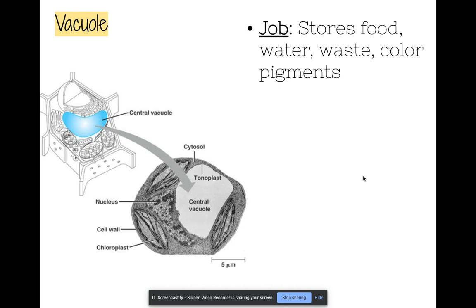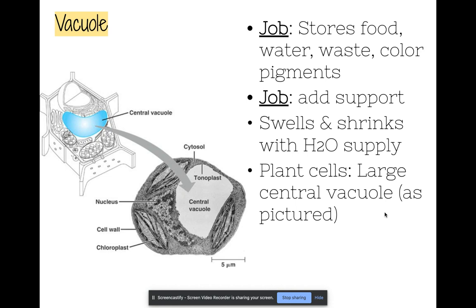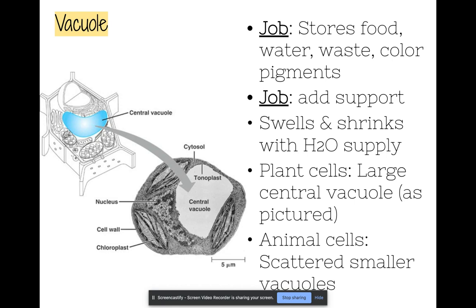The next ones we have are vacuoles, and vacuoles help to store food, water, waste, and some colored pigments. Vacuole, as you can see, is much larger inside of a plant cell, and that's because they actually hold a lot more water. What a plant cell has different that we don't have is a cell wall. So this cell wall enables this cell to become filled with water. So the vacuole will swell and shrink with water supply. Plants, like we said, have a large central vacuole as we see it as pictured. Animal cells, your vacuoles are scattered a little bit more throughout the cell.